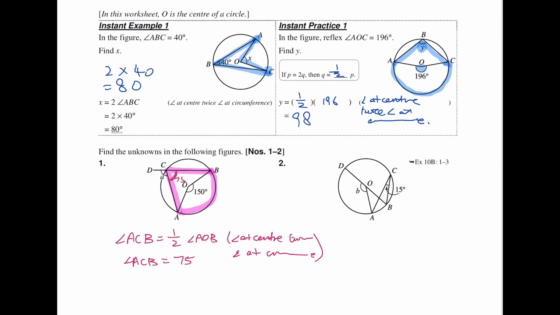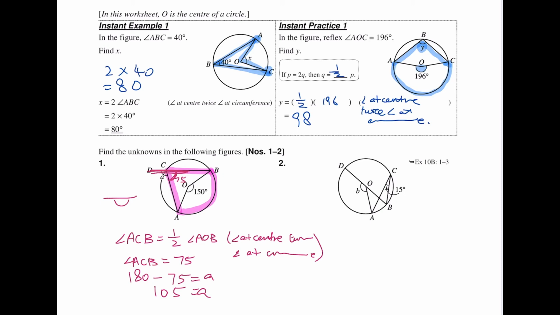If this is 75, can you find A now? Yes, because it's a straight line, and on a straight line the angle is 180. So 180 minus 75, you should be able to get A, please use a calculator, you should be able to get it as 105. 105 as A. And that's all for this one.